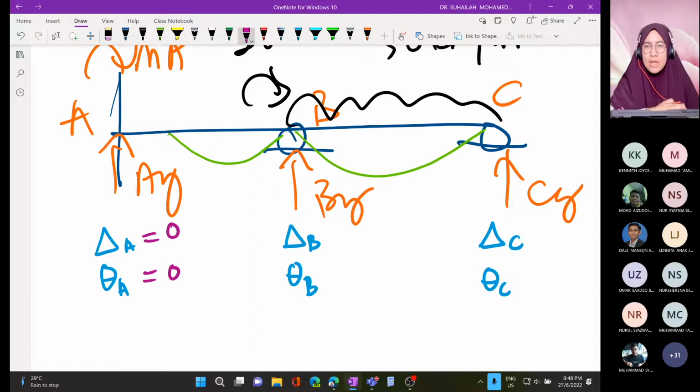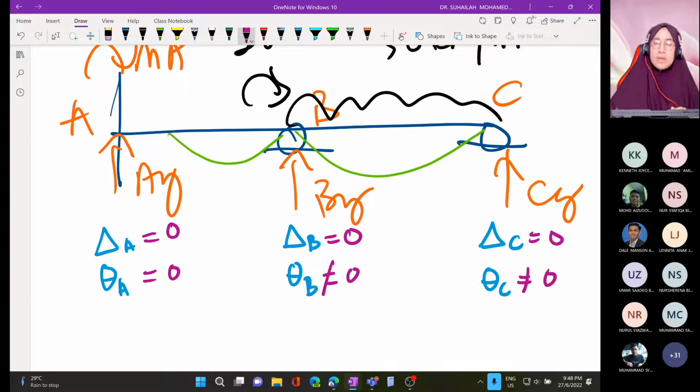Okay, what is the value of delta B? It has roller? 0. Okay, this one also 0. Delta C also 0. What about theta B and theta C? Ada nilai. Yes. Okay, ada nilai. And we can actually see from the deflection that I draw, there are values of theta B and theta C which we can get from this tangent.